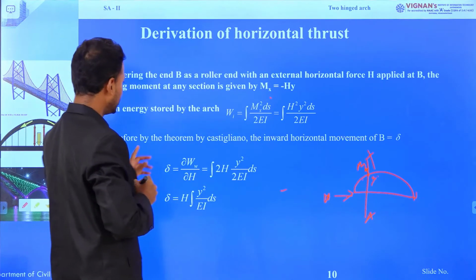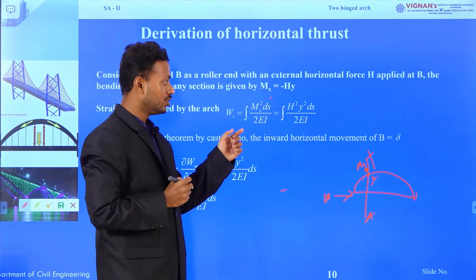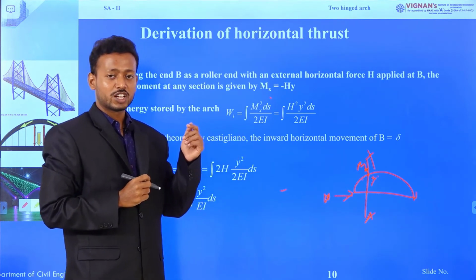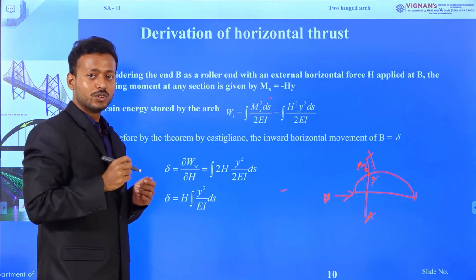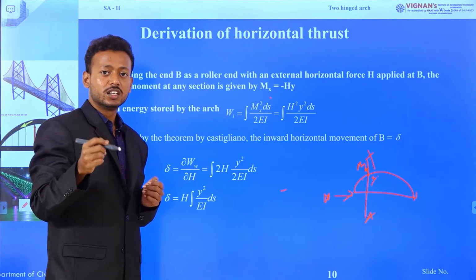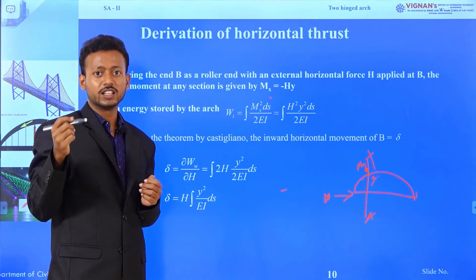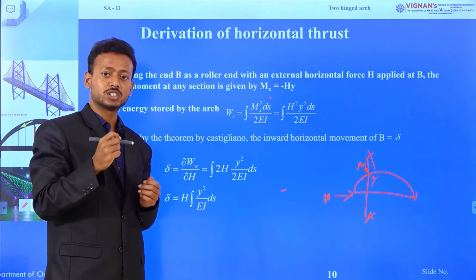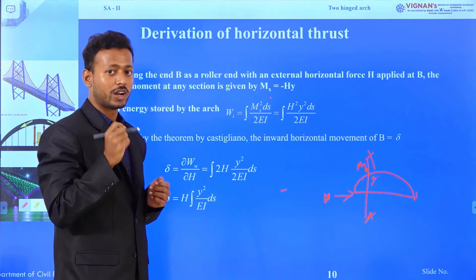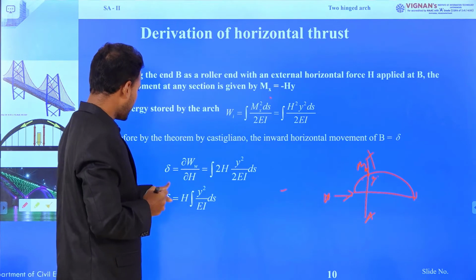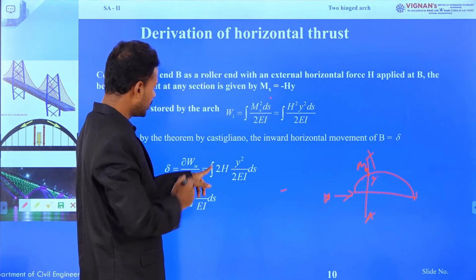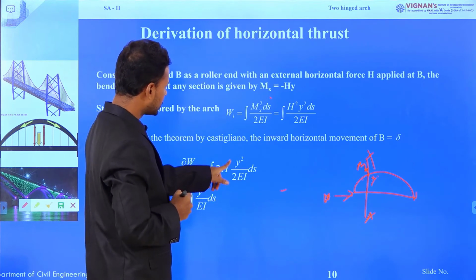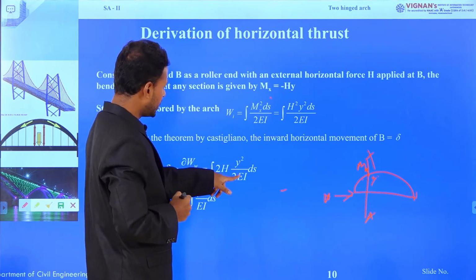Now by the theorem of Castigliano, the net displacement at any support will be 0, because due to the temperature the outward displacement, and due to the horizontal thrust the inward displacement, will be equal. So delta equals to del U by del H equals to 2H into y square ds by 2EI.